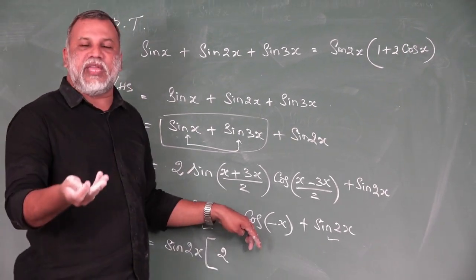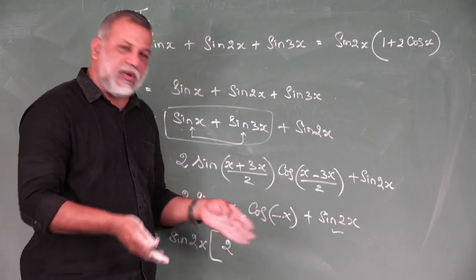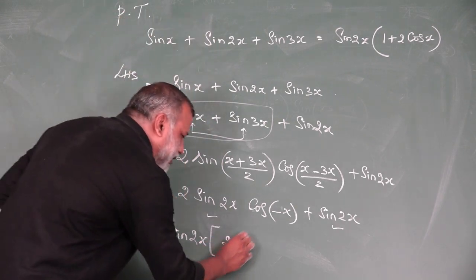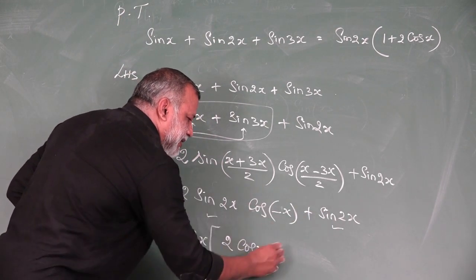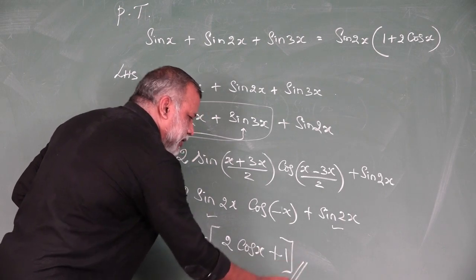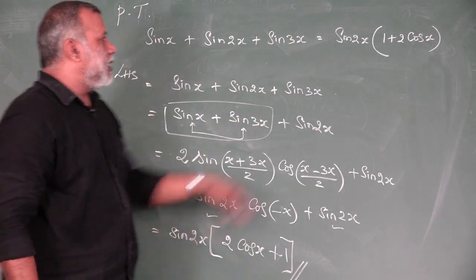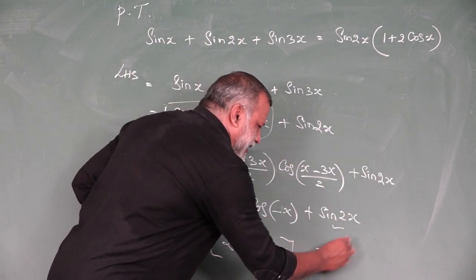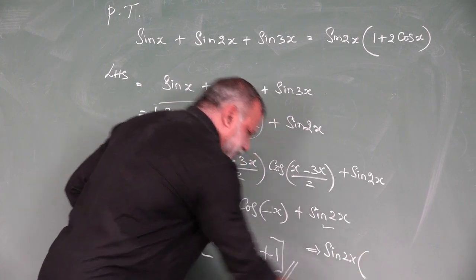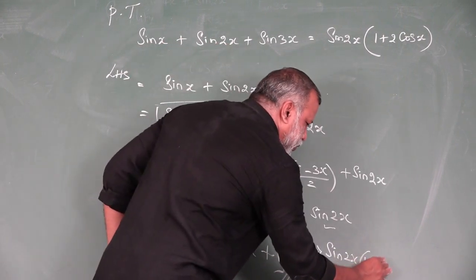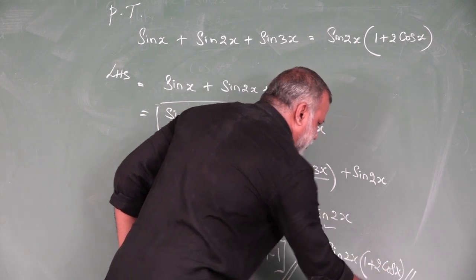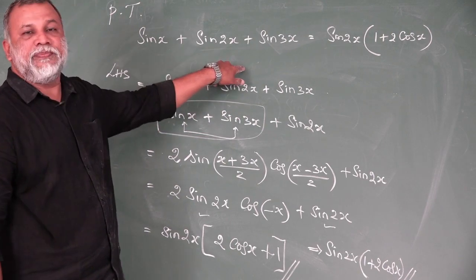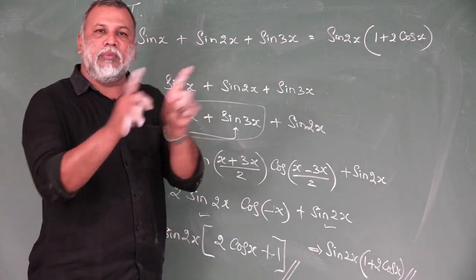What is the meaning of cos of negative? Cos absorbs the negative. We use this concept many times. Therefore, cos of minus x means cos x, so we get 2 cos x. We take sin 2x out, and the remaining is 1. See your proof: sin 2x outside, 1 plus 2 cos x, since it is an addition only. So we can write sin 2x into 1 plus 2 cos x. Both are the same.